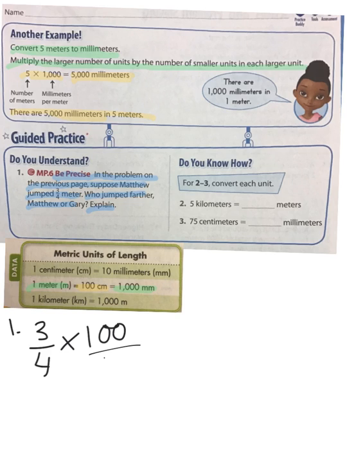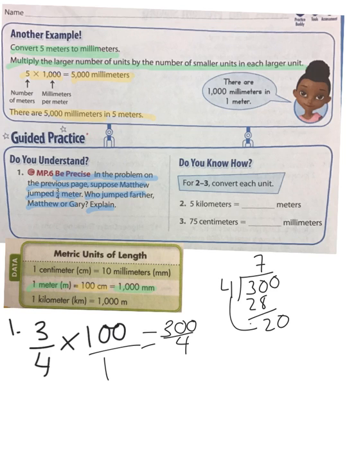Then just place 100 over 1, and you can multiply across and get 300 divided by 4. And then you can divide. You can see how many times 4 goes into 300. Well, 4 goes into 30 7 times. 4 times 7 is 28. You can subtract, bring down your 0, and 4 goes into 20 5 times. So your answer is 75 centimeters.